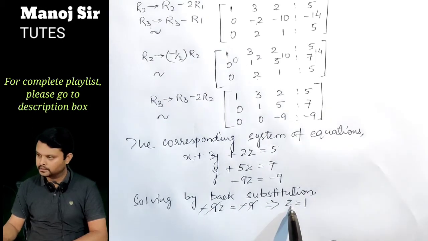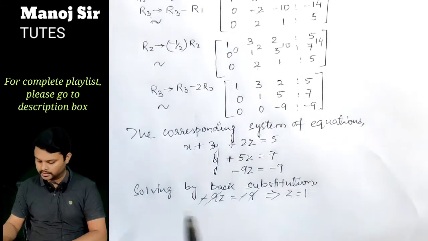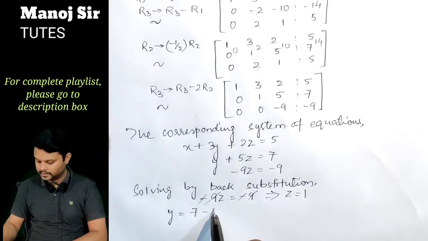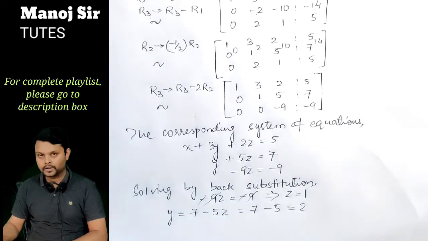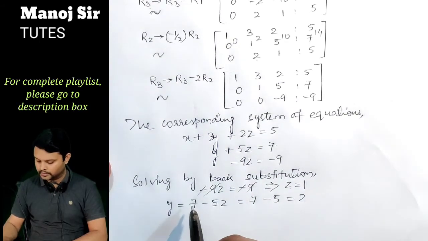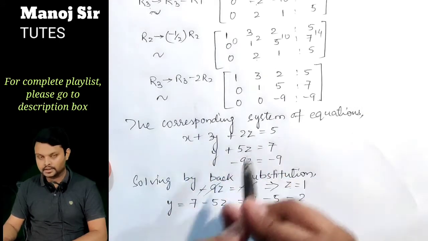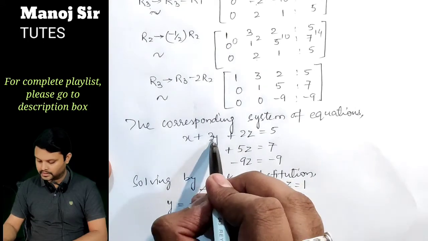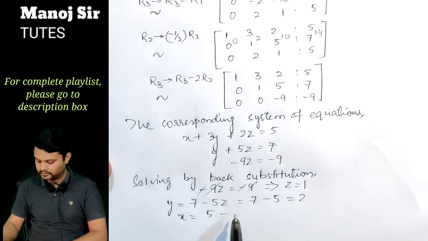Now we will put z equals 1 in this equation. That is y equals 7 minus 5z. 7 minus 5 into 1, that is 5. Again, you will get y equals 2. Now we'll put the value of y and z in this equation. That is x equals 5 minus 3y minus 2z.